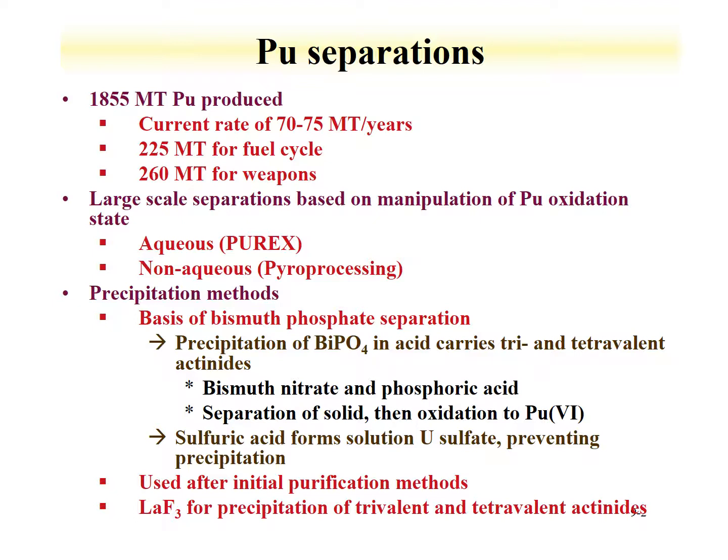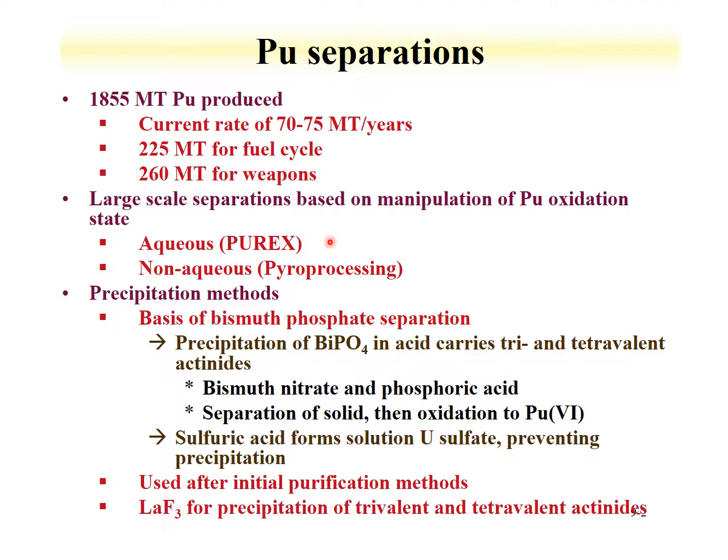We'll now review some separations for the actinides based upon what we discussed on overall separations. We'll start with plutonium. Separations of plutonium, obviously from the Manhattan Project. Currently there's about 2,000 metric tons of plutonium that have been produced. The current rate's around 75 metric tons a year. The separated amount, we have a little over 200 metric tons for the fuel cycle and 200 metric tons for devices. So those are some of the current situations on separated plutonium.